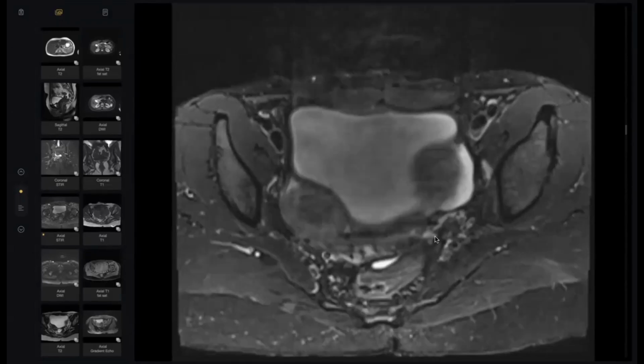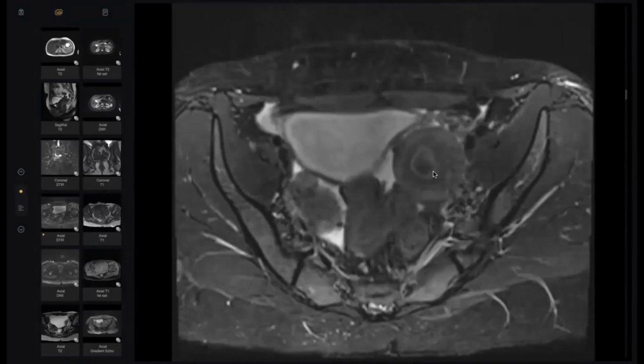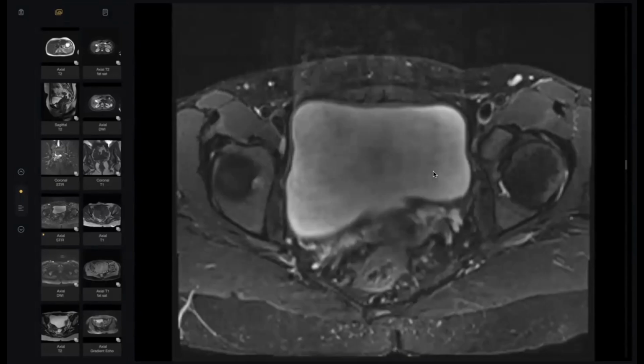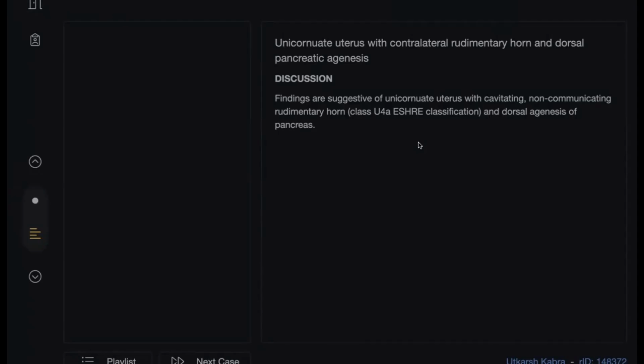Okay. Then see, this is a uterine cavity, and this is another uterine cavity. Two uterine cavities and one cervix. This is the bicornuate. In my opinion, this is bicornuate uterus. But see the answer here: unicornuate uterus with contralateral rudimentary horn. How come? I think it is a little bit not a logical answer.